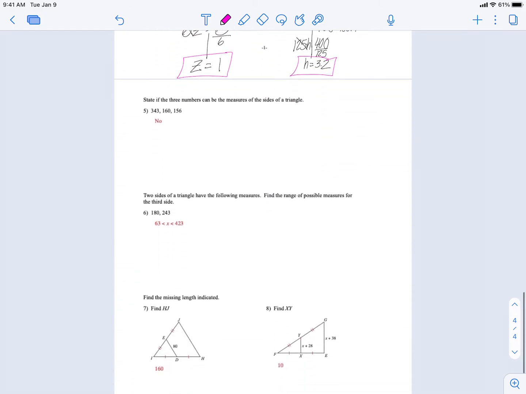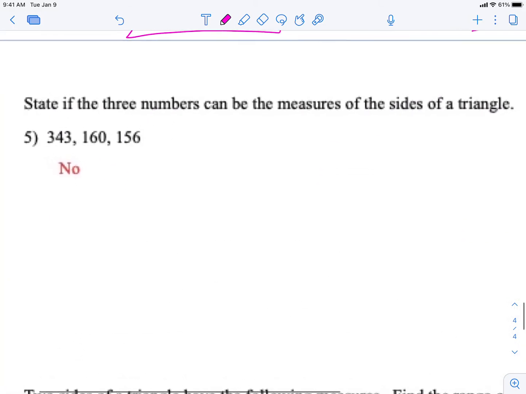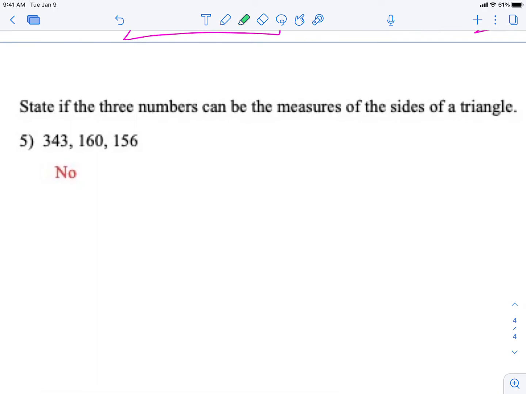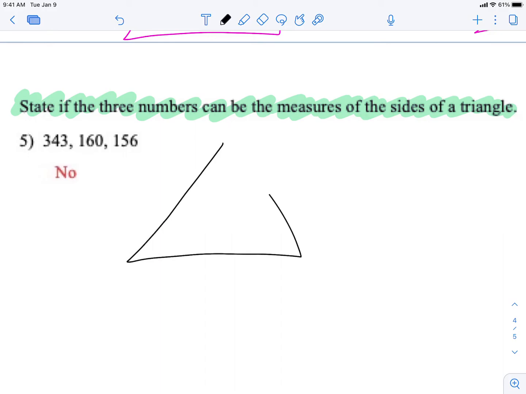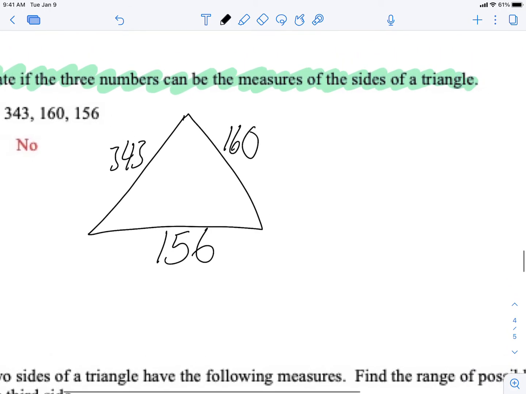Okay. Let us go to number 3. Let us read the instructions. Number 3 says, state if 3 numbers can be the measures of the sides of a triangle. So the first thing that we're going to do is we're going to draw the triangle, right? And we're going to write our numbers, 343, 160, and 156.